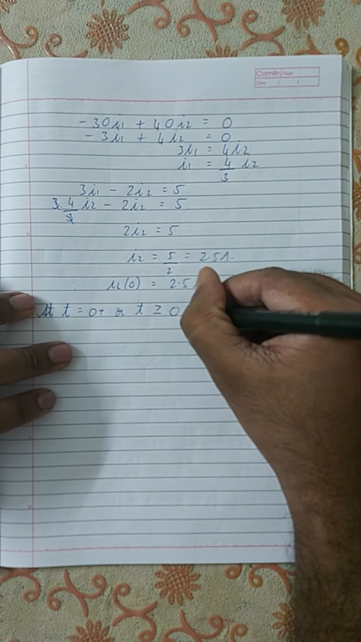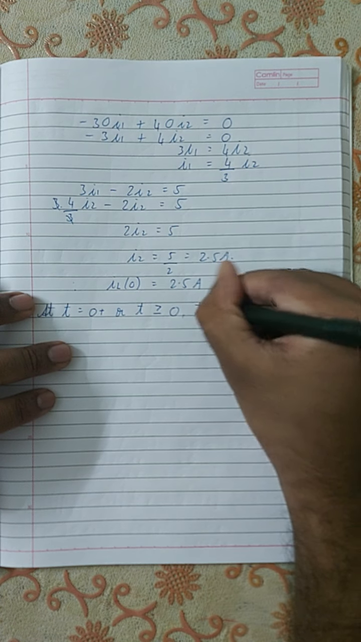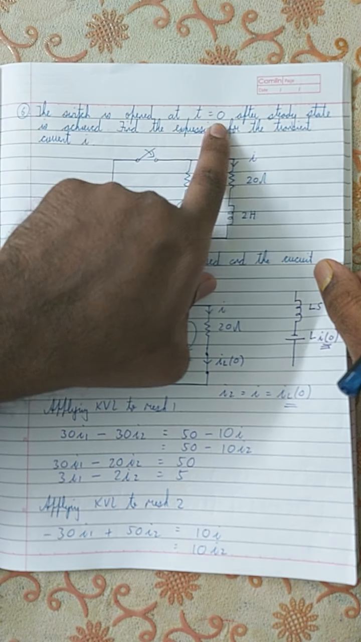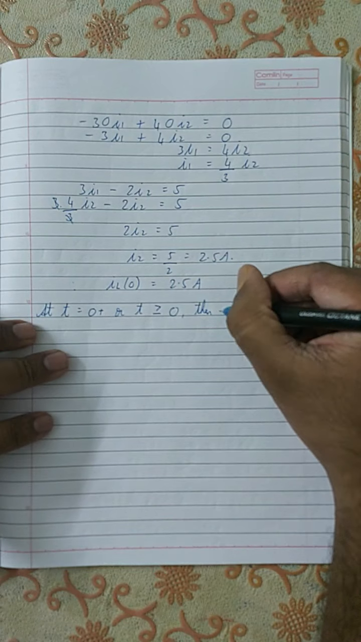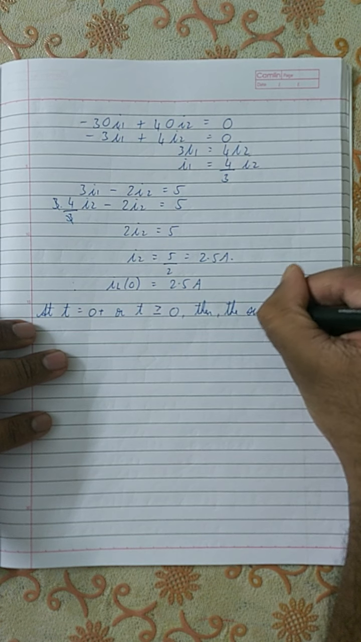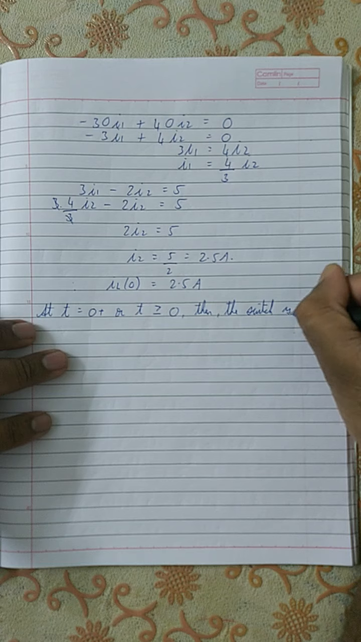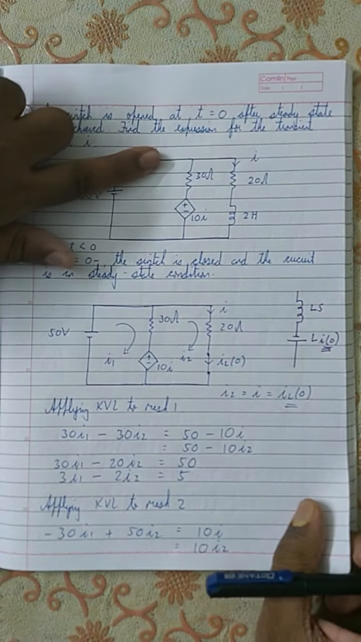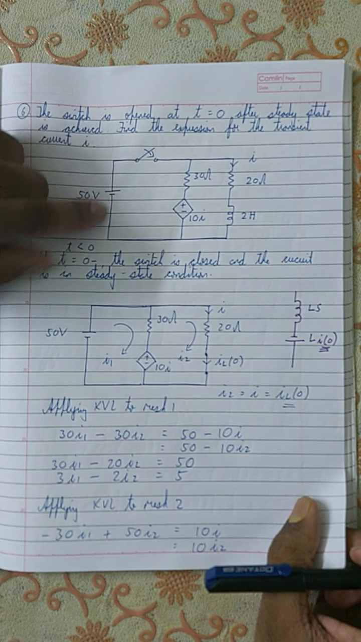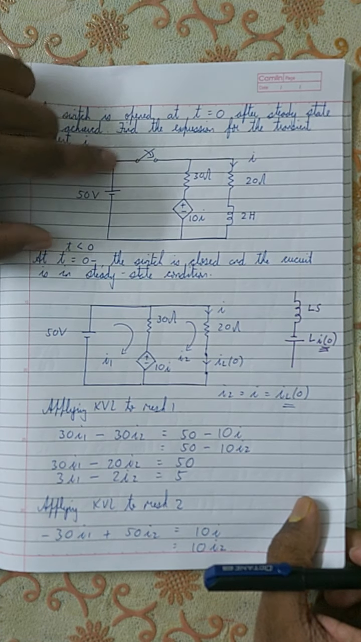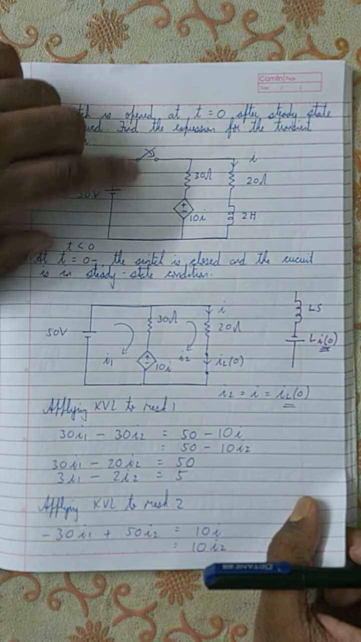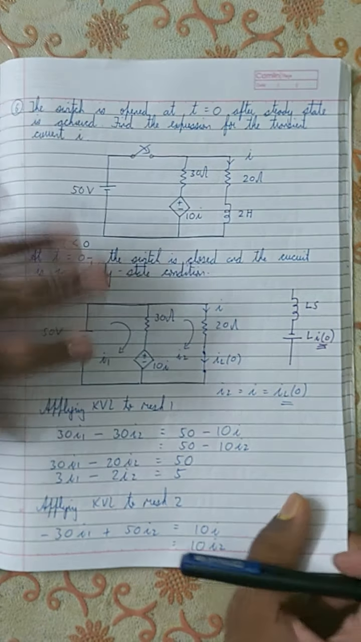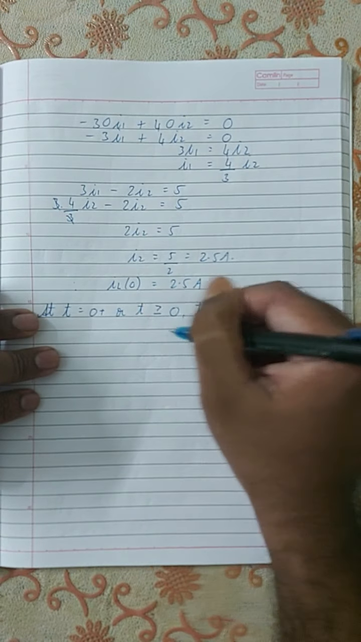According to this question, the switch is opened at time t equal to 0, right? So the switch is open. Very easy, right? Open means this part of the circuit becomes open, which means no current will flow through this branch. So you can remove this branch completely, and only these two elements remain. That's all. So the circuit will become like this.